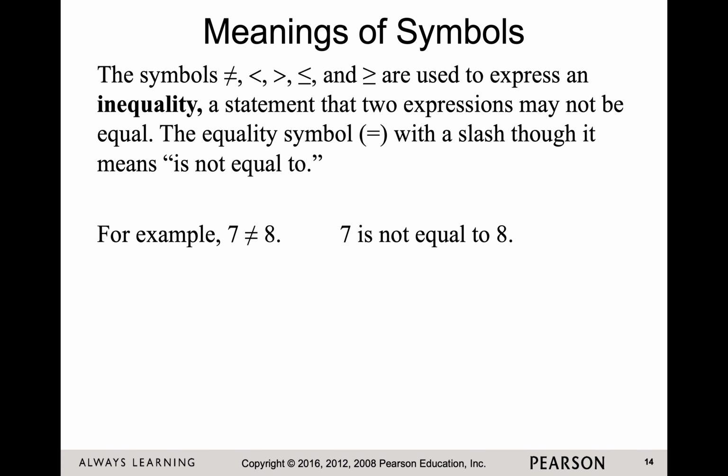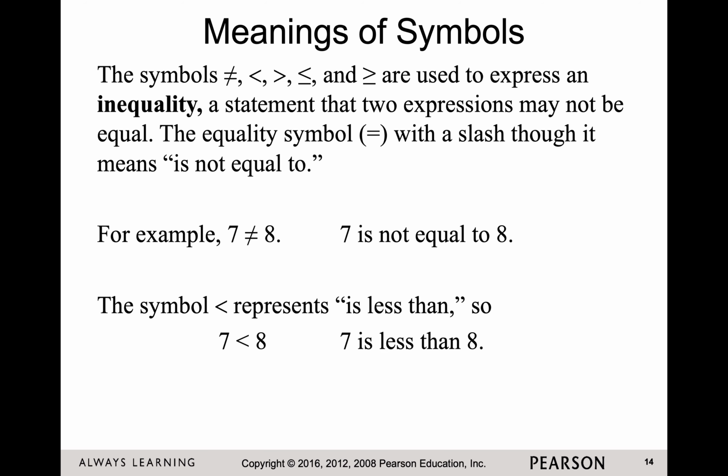So now we're going to talk about not equal to, greater than, less than, greater than or equal to, greater than or less than. So inequality symbols we use when we're trying to indicate a relationship between 2 values. So 7 is not equal to 8 would utilize this symbol. If I had this symbol, it would be considered less than. So this would be 7 is less than 8.